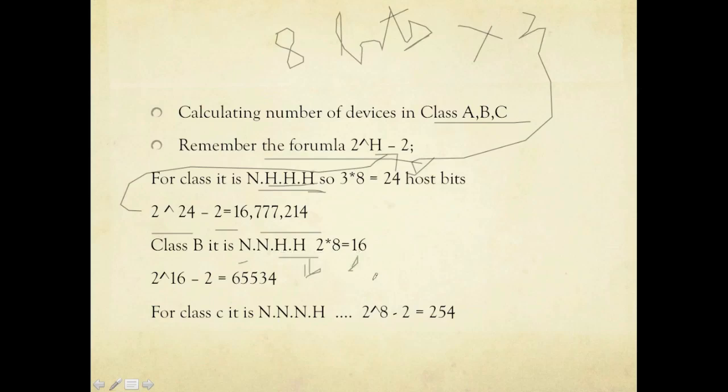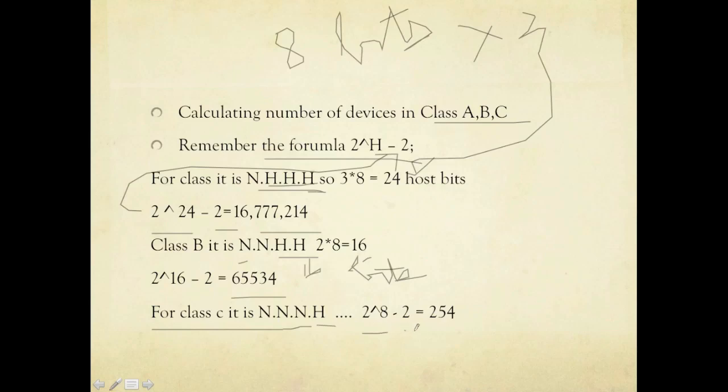You must memorize these things because in CCNA they may ask what devices are supported, how many devices are supported. Here it is 2 power 16 minus 2, and for class C there is only one host byte, so it is 2 power 8 minus 2, which is going to be 254. So only 254 addresses are usable.